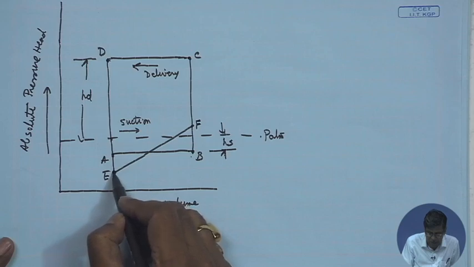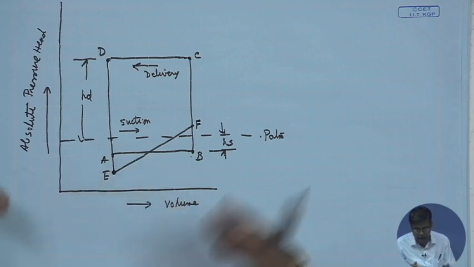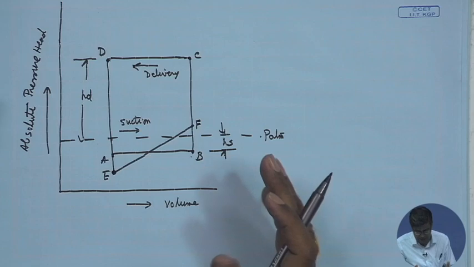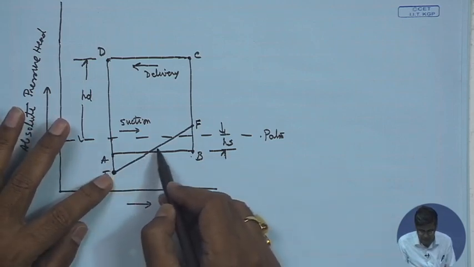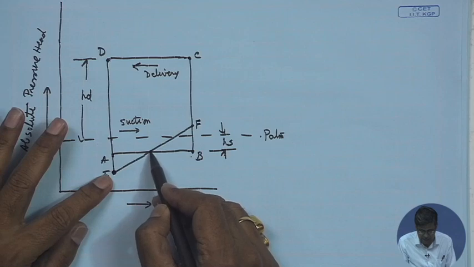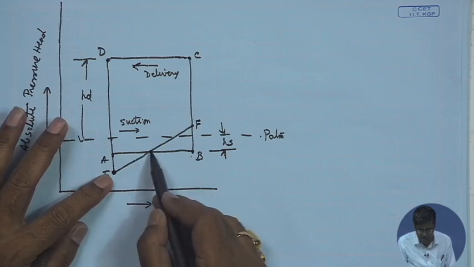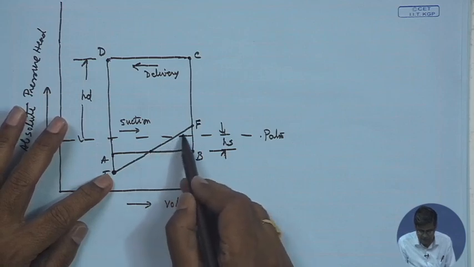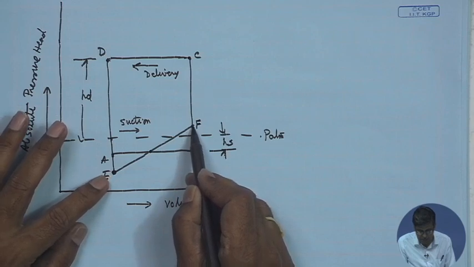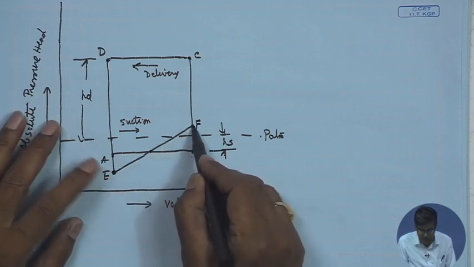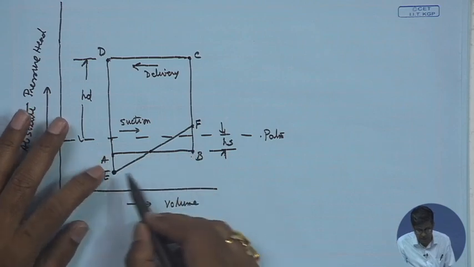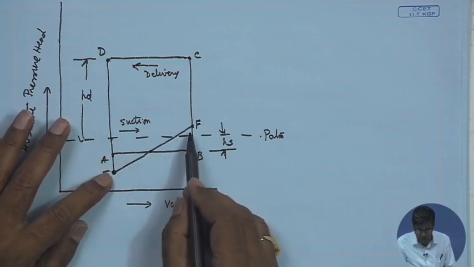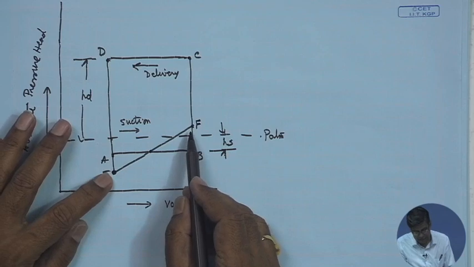This is the point where, to take care of the initial acceleration, additional head is required. At the same time, because of deceleration here, the velocity is maximum and acceleration is 0, so the pressure needed is less, and ultimately it ends here. So, finally, EF is the modification of the ideal suction stroke AB in consideration of piston acceleration and deceleration.